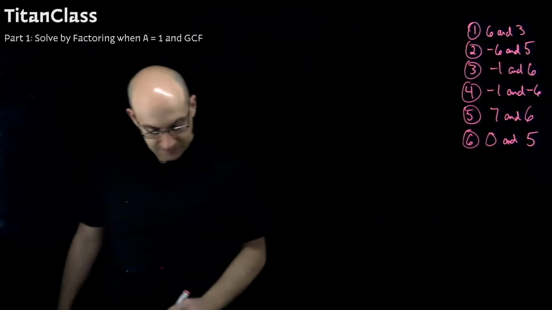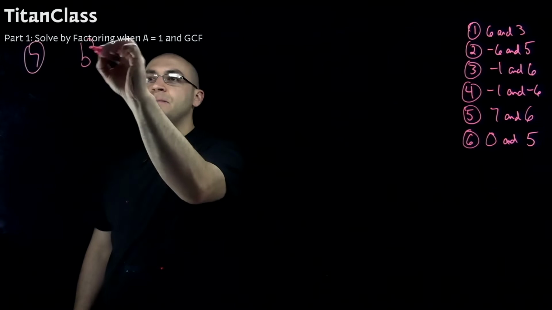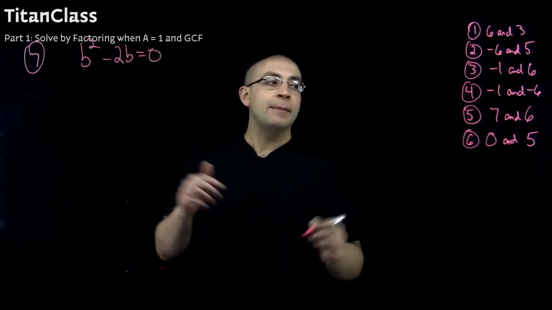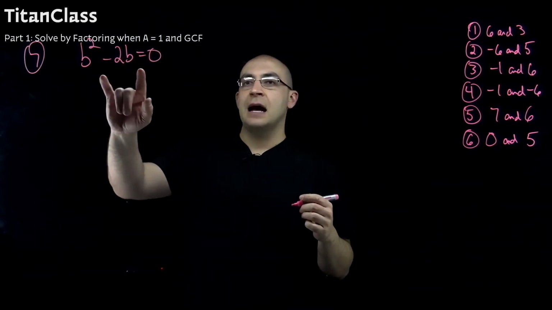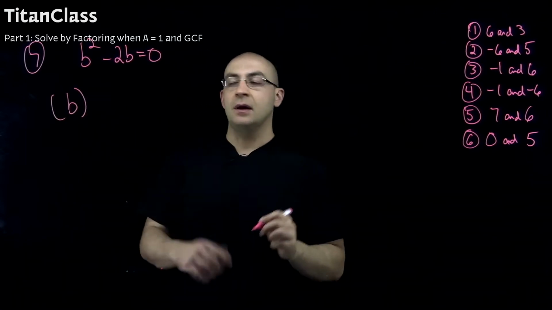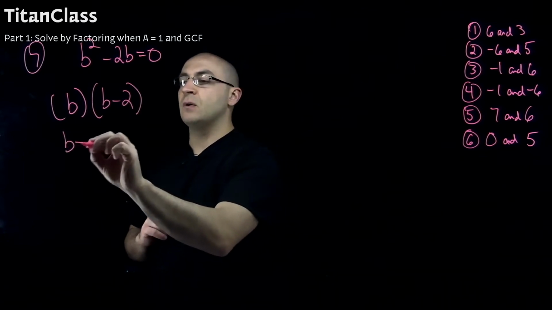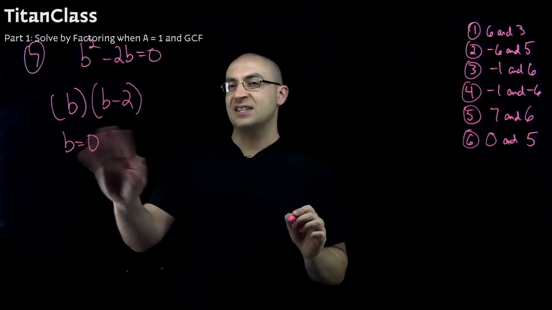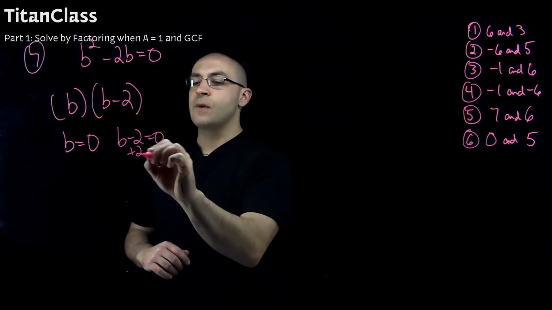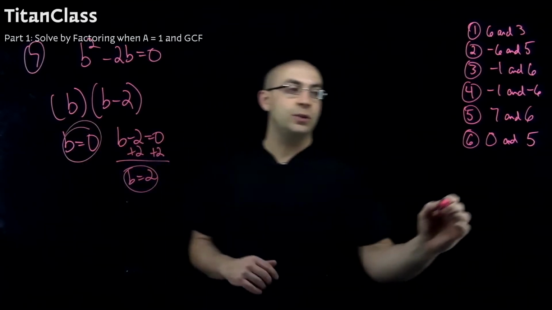Number 7. Finally, a problem that does not have a 6 anywhere near it. B squared minus 2b equals 0. Okay, yet another problem that is greatest common factor. So again, I'm just trying to find what both terms have in common, and that comes out alone in parentheses, b. And then what's left over is going to be b minus 2. Both are going to be set equal to 0. It just so happens that this one kind of fixes itself nicely for me, where b equals 0. And then I'll have b minus 2 equals 0, and we'll add 2 to both sides. And then we'll have b equals 2. So my two solutions are 0 and 2 for number 7.